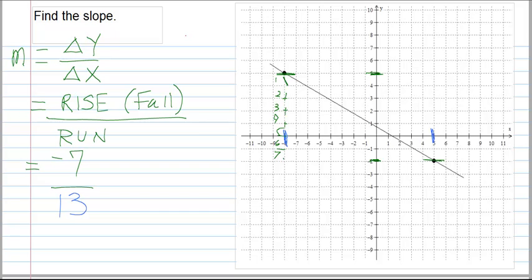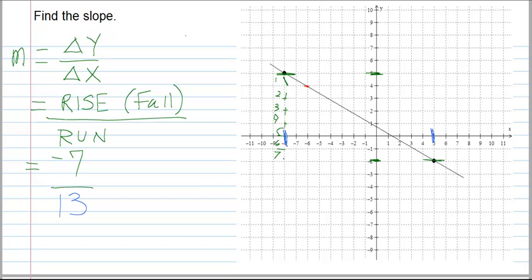So you start at the first point, you go down 7, you move 13 to the right, and you're back on the line. Now we could pick any point on this line and do this. I'm just going to pick another point on the line. There's my little red dot, indicates another point on the line.